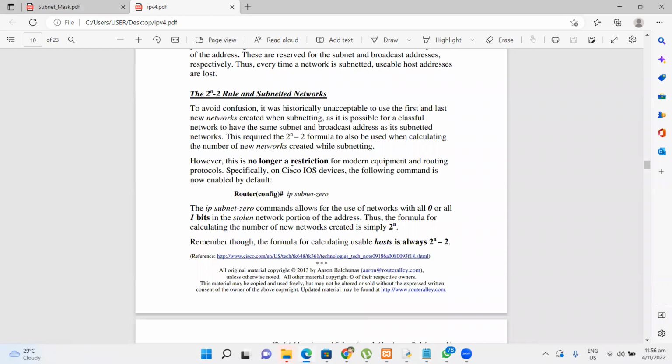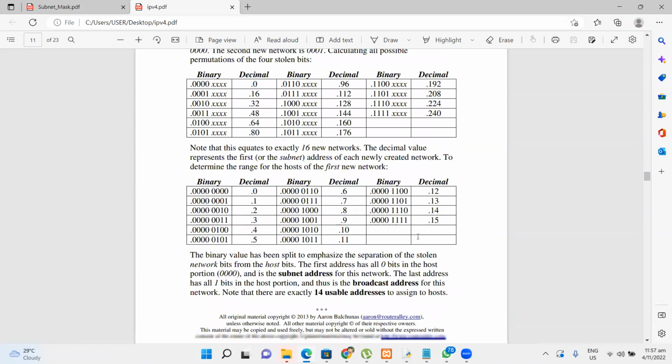For an MCQ, I think you have to go with the modern one, because that restriction is no longer there for modern equipment and routing protocols, especially Cisco routing devices. Therefore, you don't need to skip those two networks. But for hosts, you surely have to skip. Networks are 2 to the power n, but hosts are 2 to the power n minus 2. That is for the hosts.